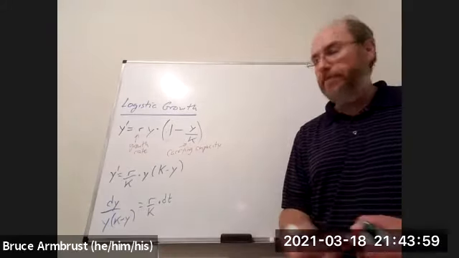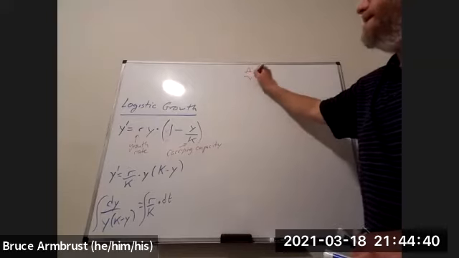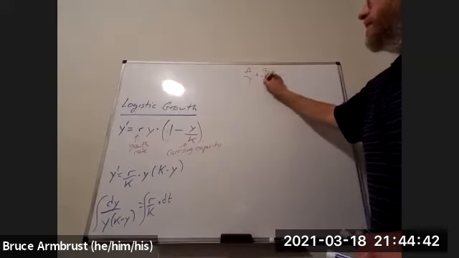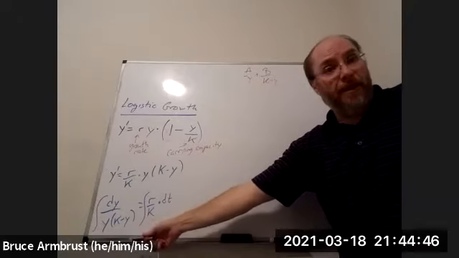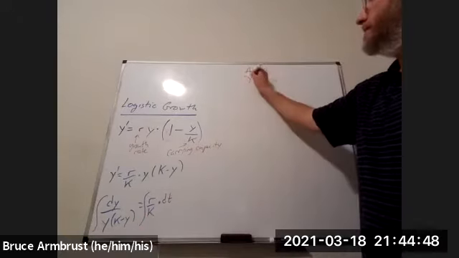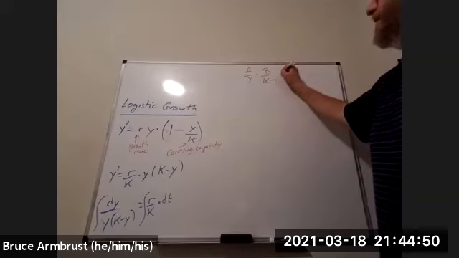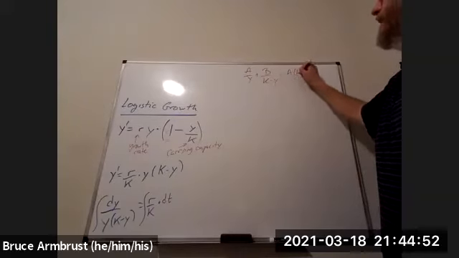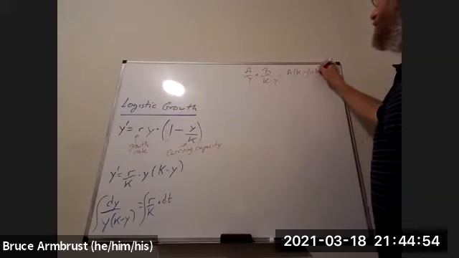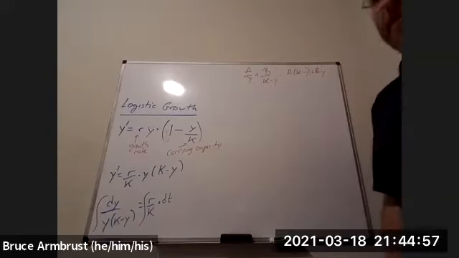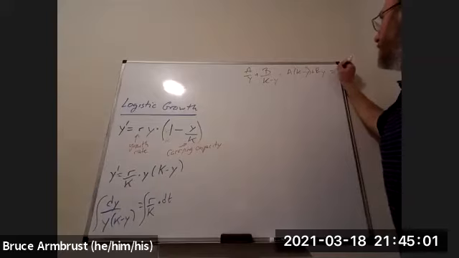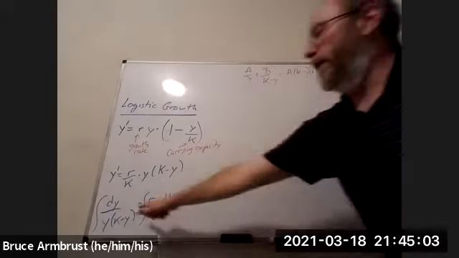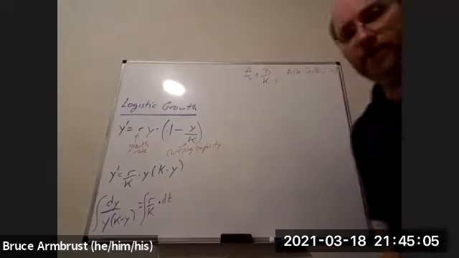We're going to have A over Y plus B over K minus Y. It's already factored for us. They're both linear factors, so we just have constants. When we put that together, we get A times K minus Y plus B times Y. And that top is going to have to equal 1 because we had 1 dy on top.